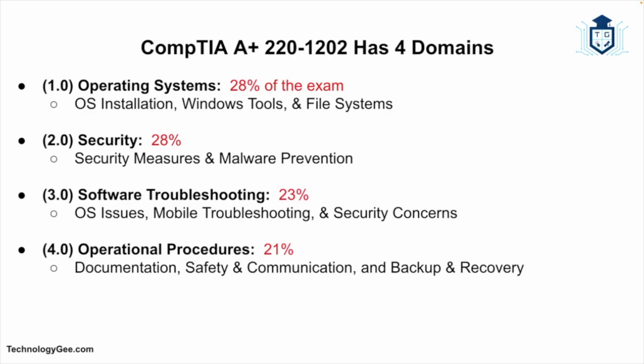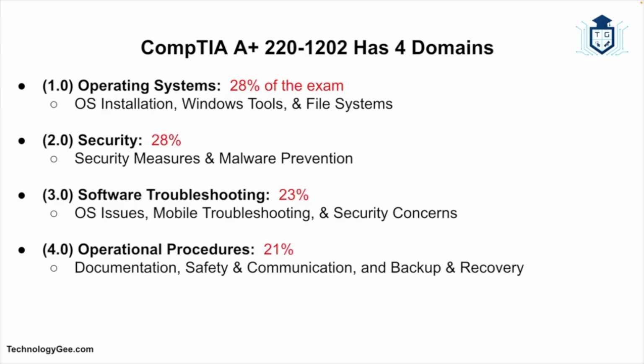When it comes to domain number 2, or security, that's going to take up 28% of the exam, and this is going to focus on security measures. You're learning about encryption, access controls, and wireless security protocols, and also malware prevention, where you're going to be learning about detecting, removing, and preventing malware threats.